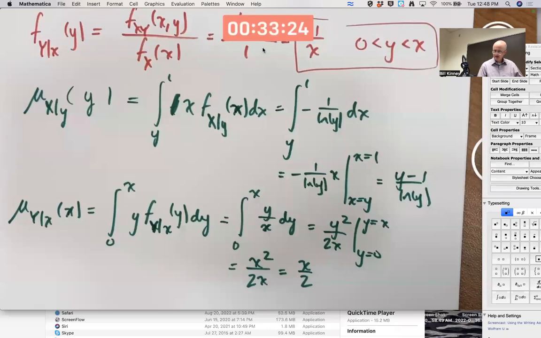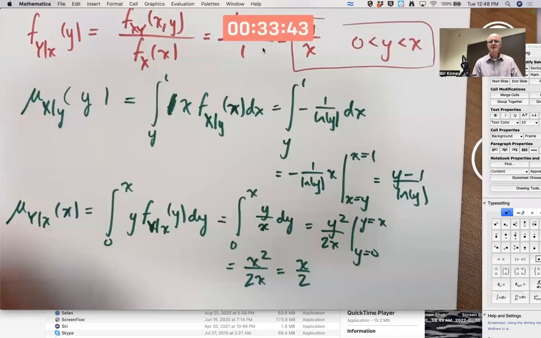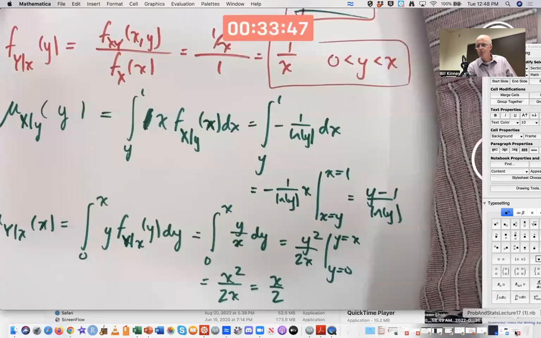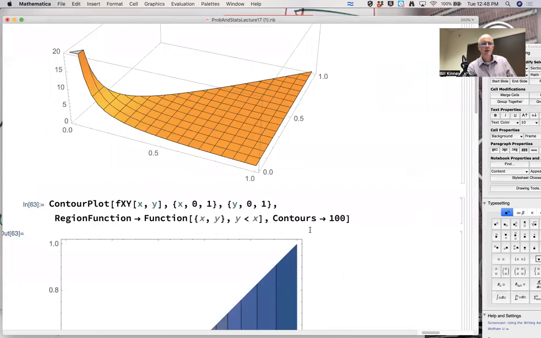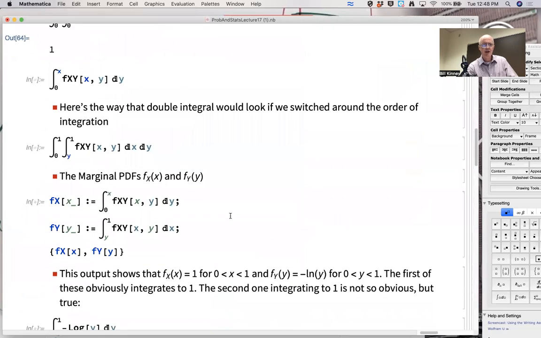Simpler. And maybe even intuitive when we look at the Mathematica simulation. That's halfway between 0 and X. Is that an accident? I don't think so. Let's confirm these answers with Mathematica here. So here I'm entering the marginal PDFs.